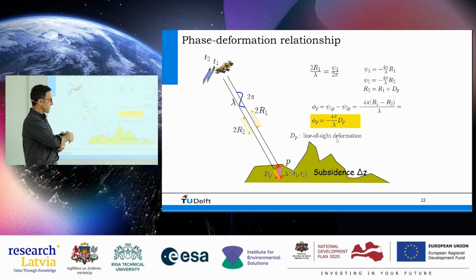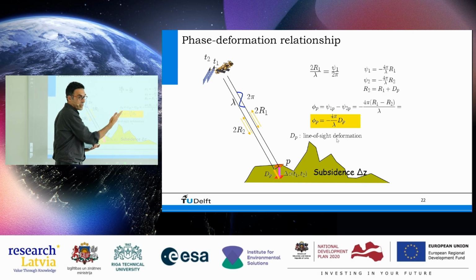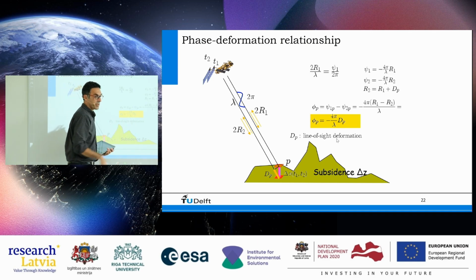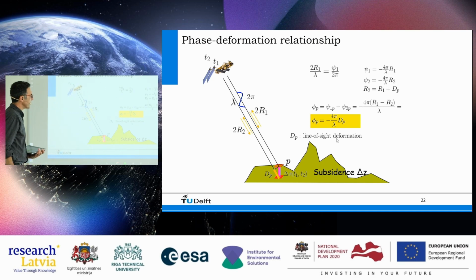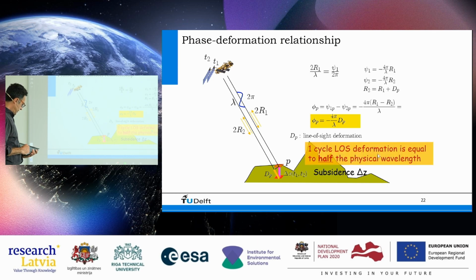And the nice thing is that this is very easy, right? Because 4 pi is just a number. You can use it in your calculator. Lambda, we know that, 5.6 centimeters, or 0.056 meters, of course. We're working in meters. This is what we measure. So if we measure, let's say, an angle of 90 degrees, or half pi radian, I can immediately see how much displacement that is. Okay, so that's the sensitivity.